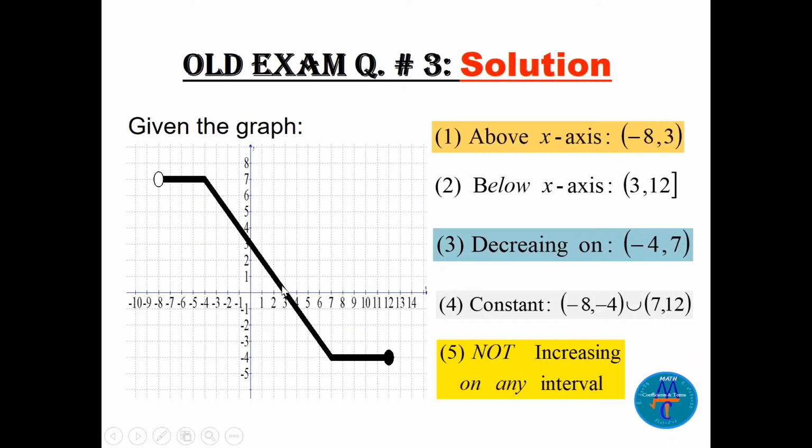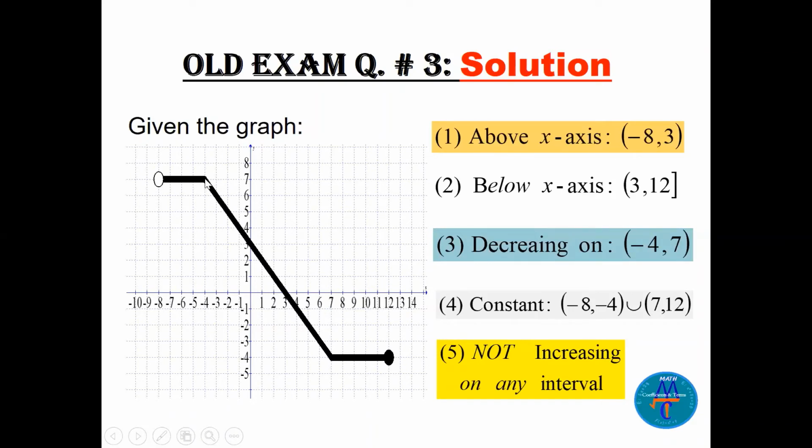This is above the x. Below the x, from 3 below the x until 12. But this point is closed, it's included. So below the x, we say open 3 until 12 closed. Remember, minus 8 here was open already.